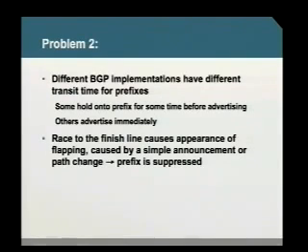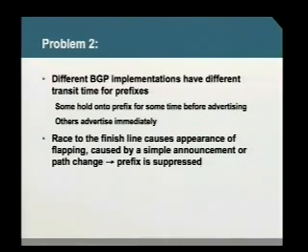Second problem: different BGP implementations have different transit times for prefixes. Some hold on to it before they advertise. This is the minimum route advertisement interval. Now, we've had discussion at the RIPE meetings, and I think we had the discussion at NANOG a few years ago. Some folks hold on to it in their implementations, others advertise immediately. So you end up with this race to the finish line.